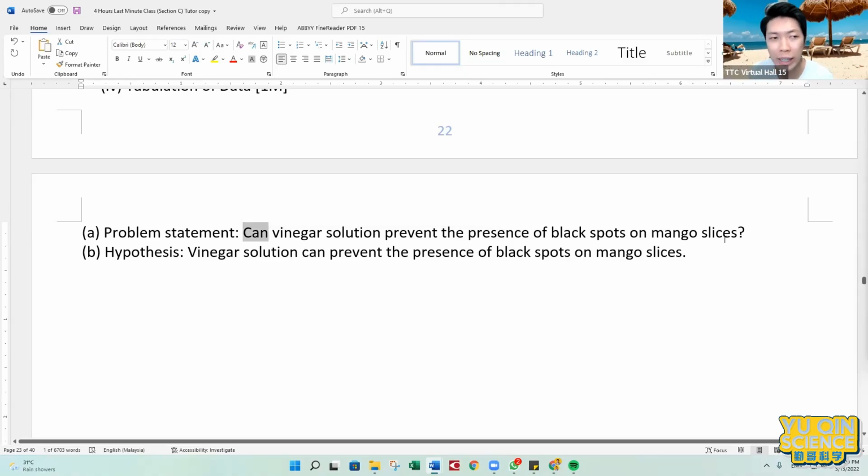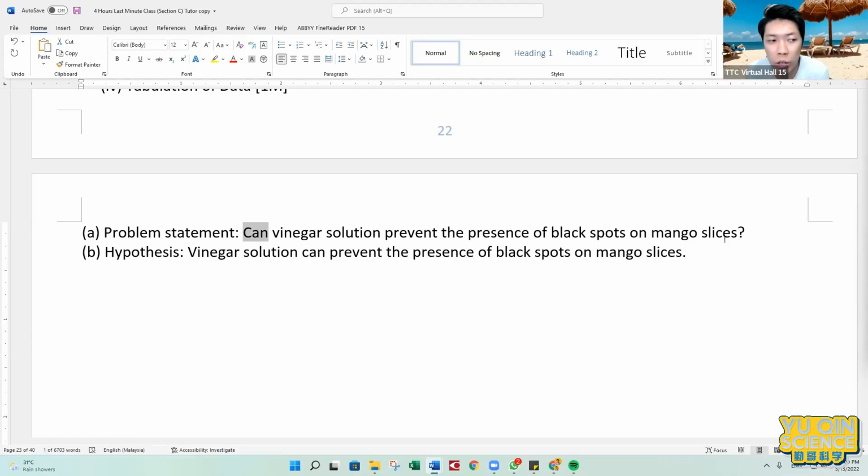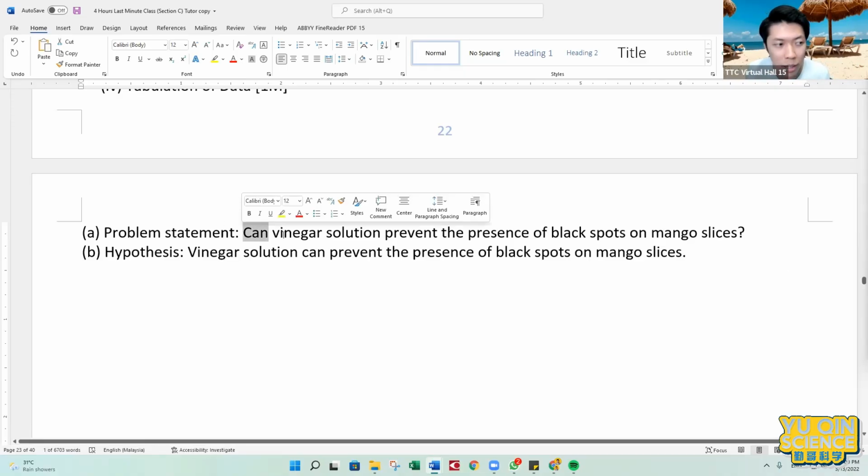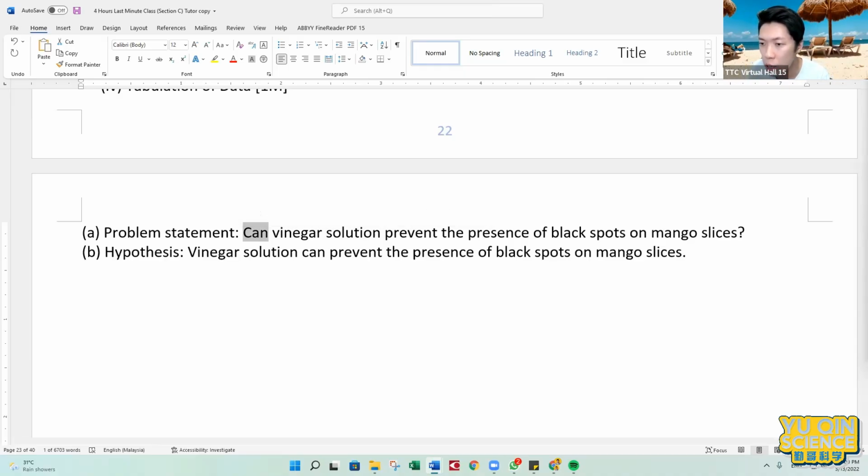This word is actually up to you. You can also use, like, does vinegar solution is able to prevent the presence of black spot. You can always change the first word: does, can, how, something like that. Those are the words you want to start with.